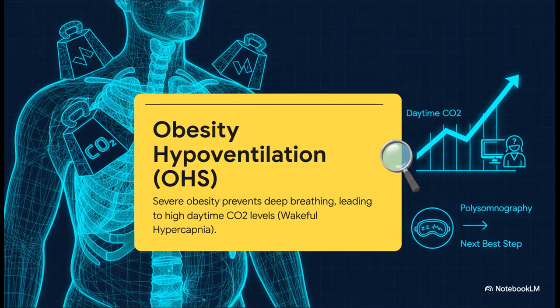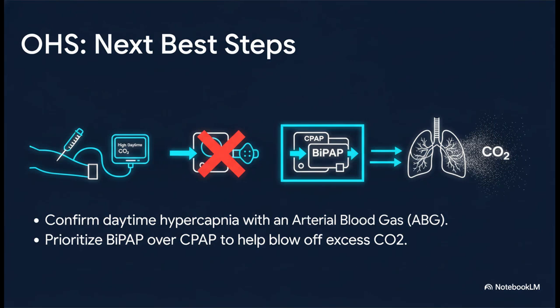And because the diagnosis is different, the management is different too. So the next best step is to confirm that high daytime CO2 with an ABG. And for treatment, you don't just jump to CPAP, no. These patients often need BPAP. And why is that? Well, because BPAP gives you two levels of pressure, a higher one when they breathe in and a lower one when they breathe out, which actively helps them blow off all that excess CO2 that their body is struggling to clear.